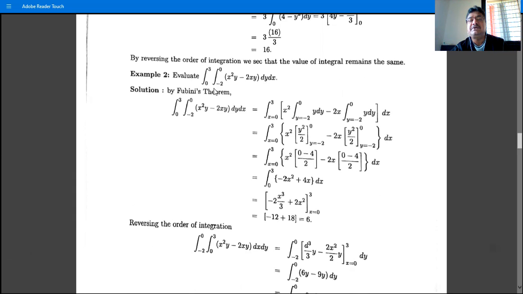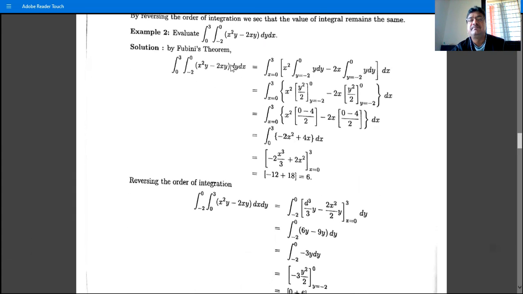First integrate with respect to y, with limits minus 2 to 0 on y, and 0 to 3 on x. If I have to integrate with respect to x first, then interchange the places of integration. That is, write the integration 0 to 3 in the second place, and minus 2 to 0 in the first place, if I have to integrate with respect to x first. So here is the problem.